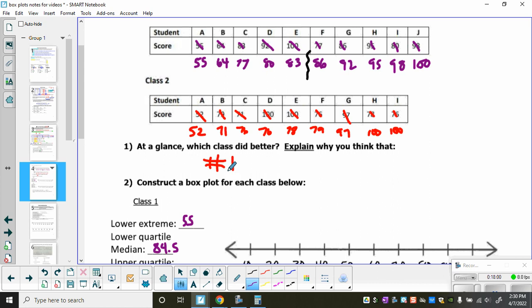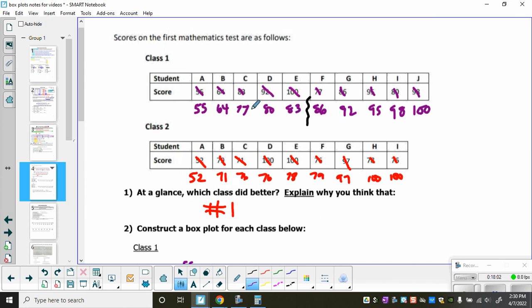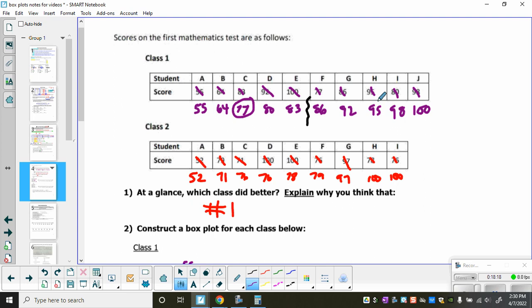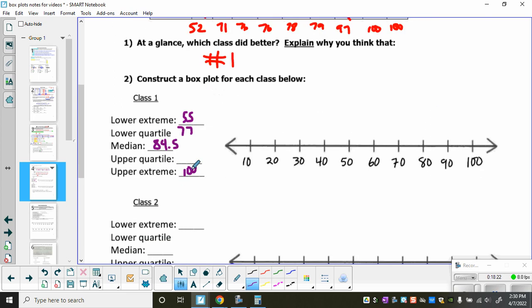All right, now for the lower quartile, I care about the median of this set. So this has 1, 2, 3, 4, 5, meaning there will be a true median if it's an odd number, because I've got 2 to this side and 2 over here. So the 77 is the lower quartile, and the 95 here is the median of the top half, so that's the upper quartile.